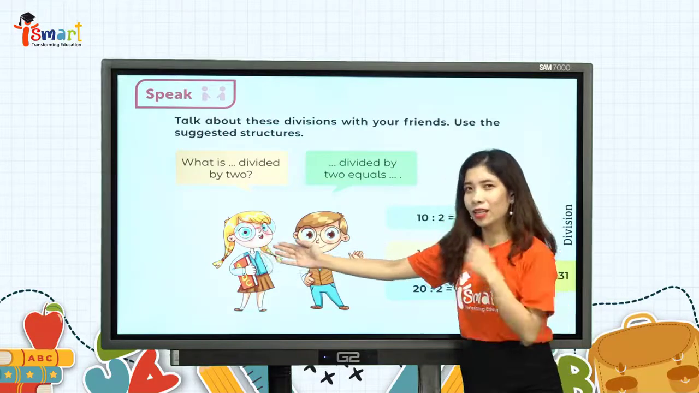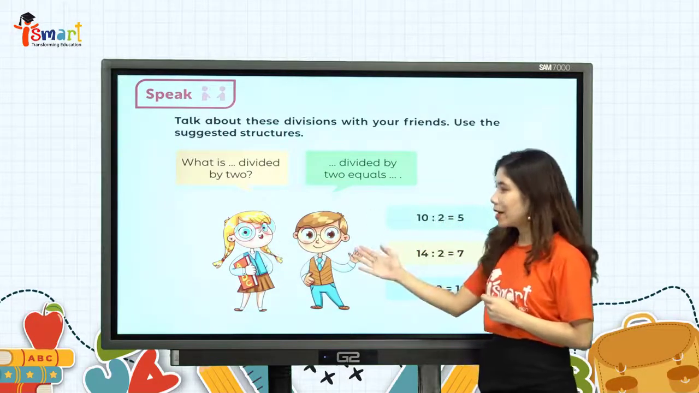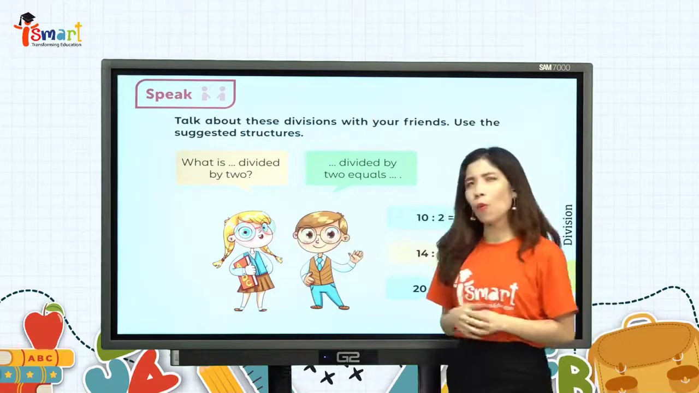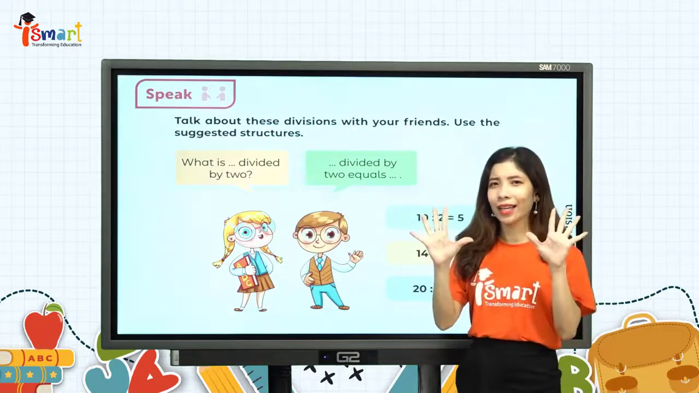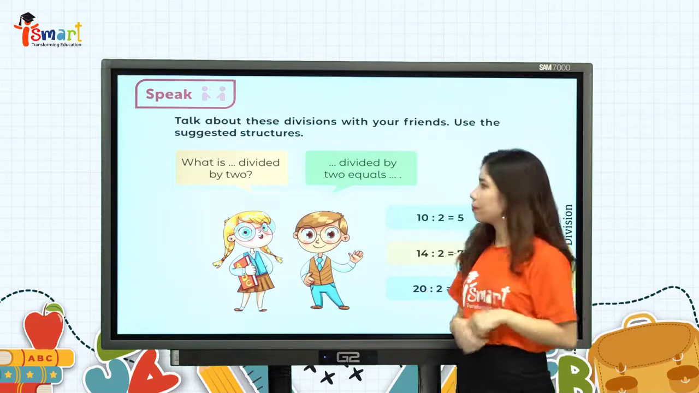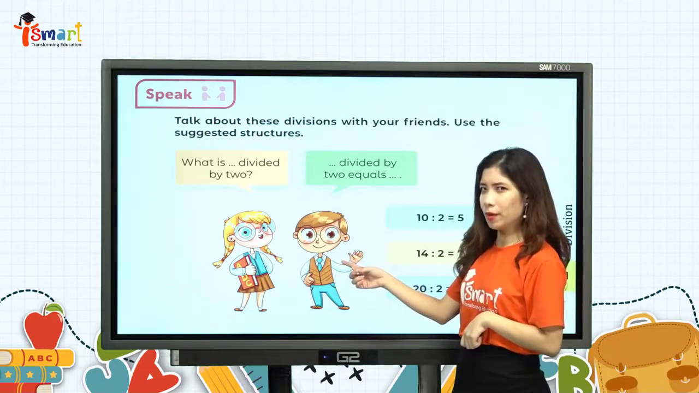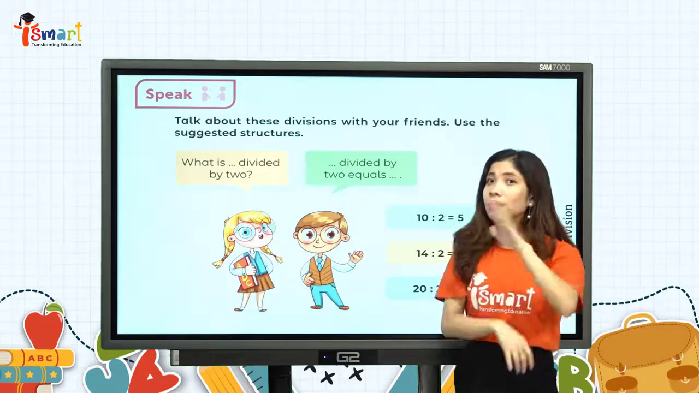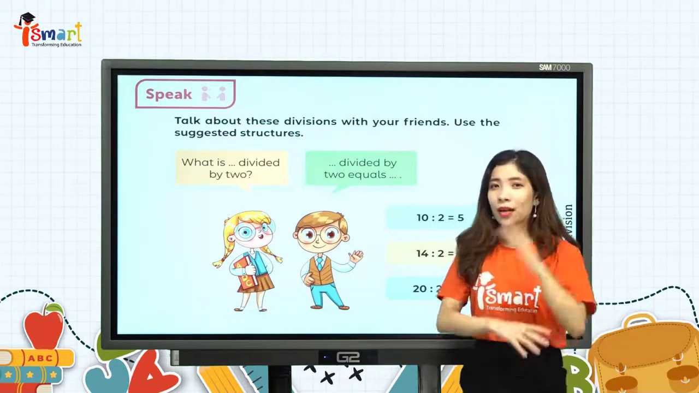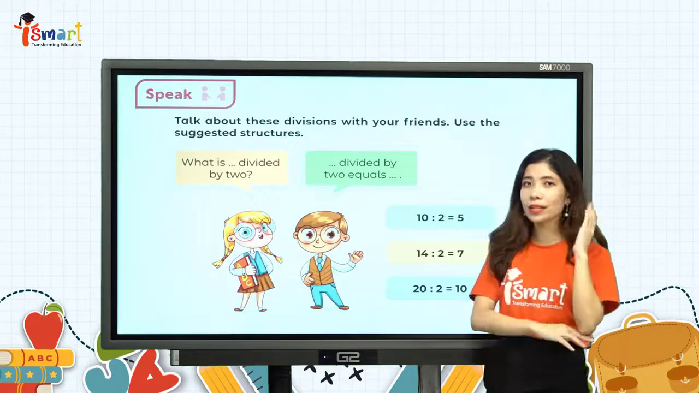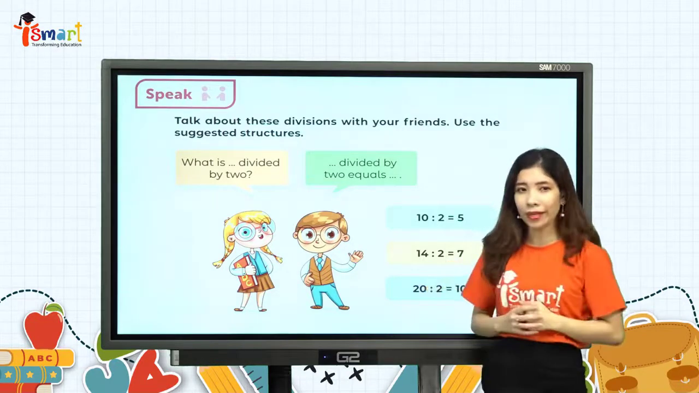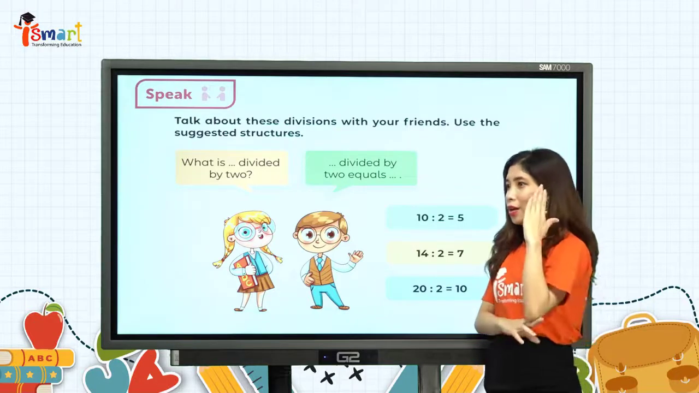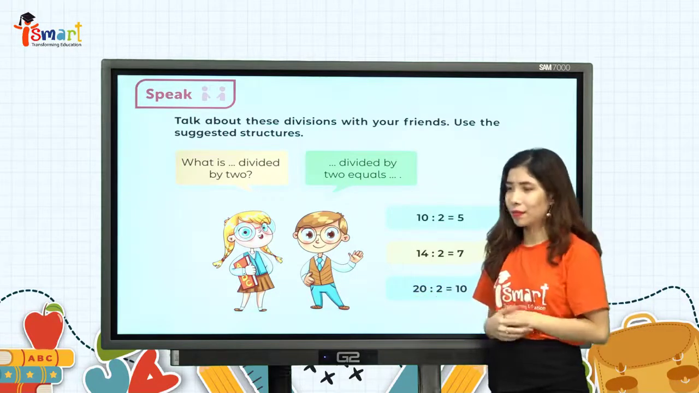Student A, you ask, and student B, you answer. A. What is 10 divided by 2? And student B. 10 divided by 2 equals 5. Okay, so who can come here to do an example? So you please, and you please, two of you. Okay, who will be student A? You. So you ask. You answer.